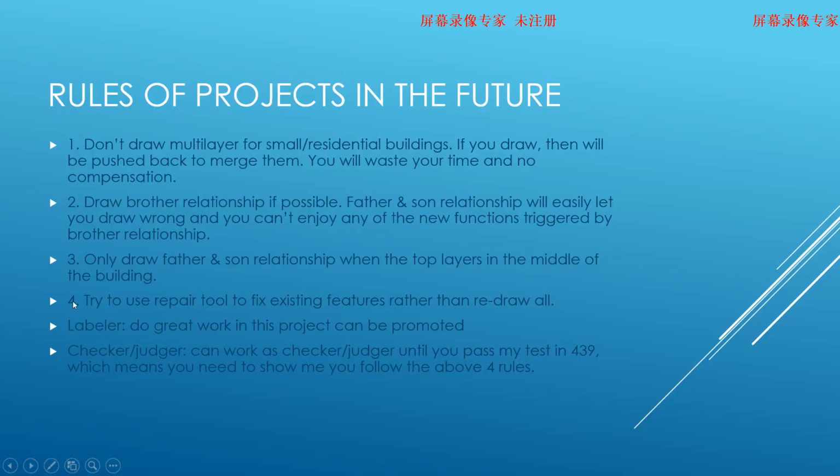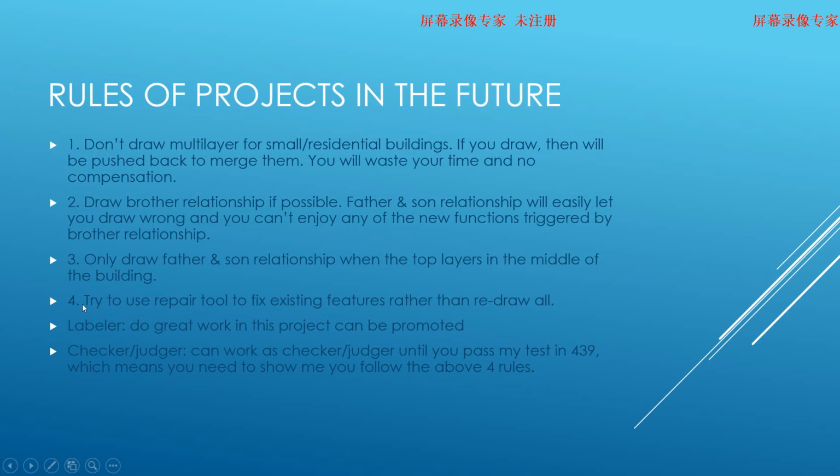Okay, let's go to the third rule. Only draw father and son relationship when the top layers are in the middle of the building. For such a situation, the only way for you to draw multi-layer is to draw father and son. So it's totally fine for this situation. But for any buildings that look like brothers, look like components, then you need to use the brother relationship.